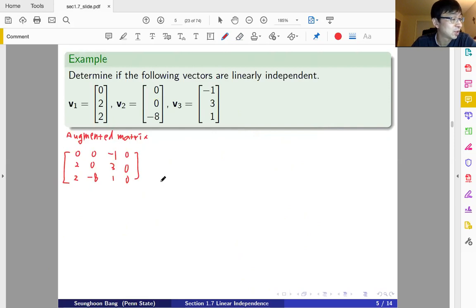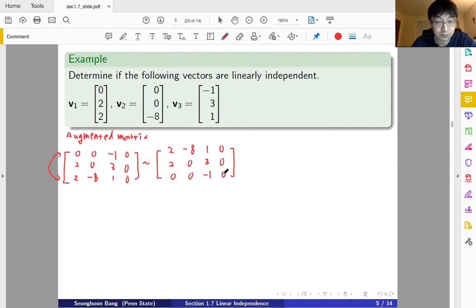How can we change this one to the echelon form? This is the idea. You just interchange the first row and the third row. The third row is 2, -8, 1, 0. The second row is 2, 0, 3, 0. The first row is going to the third row. So we have 0, 0, -1, 0.